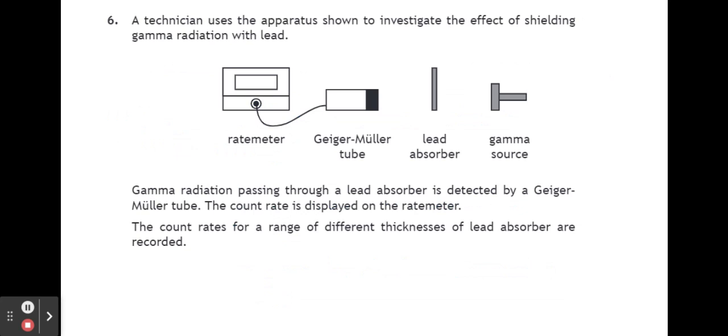Moving on to question number 6 now. A technician uses the apparatus shown to investigate the effects of shielding gamma radiation with lead. Gamma radiation passing through a lead absorber is detected by a Geiger-Müller tube. The count rate is displayed on the rate meter. The count rates for a range of different thicknesses of lead absorber are recorded.